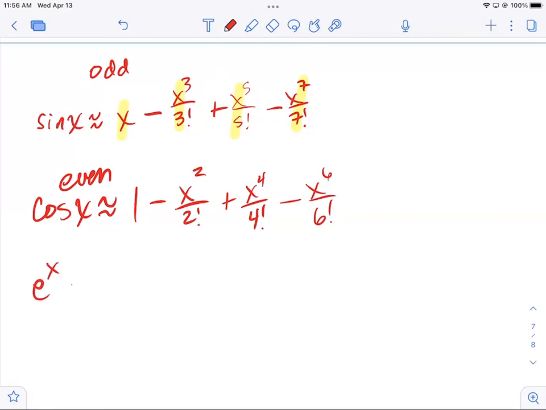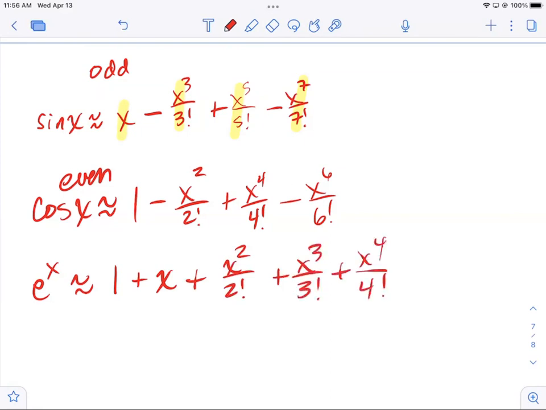And then we just met this guy. e to the x is approximately 1 plus x plus x squared over 2 factorial plus x cubed over 3 factorial plus x to the 4th over 4 factorial. And I'll stop right there. You get the pattern. All right. So the first two terms don't have the same pattern as the others explicitly, but they do in their genetic code. Right. So memorize that one.